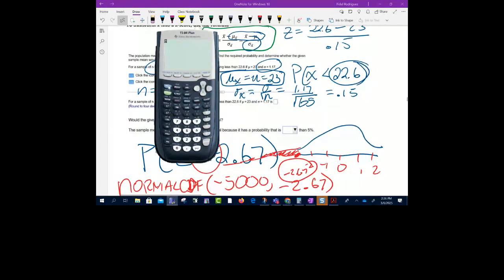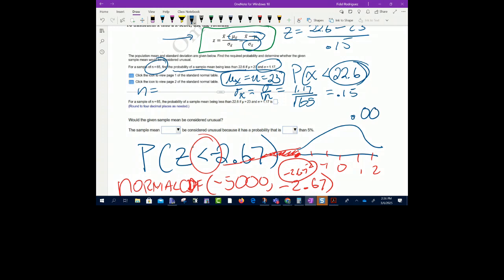Let me clear my calculator. Let's go second, VARS, number 2, because we want normal CDF. Because we went all the way to the left, we're going towards negative infinity, so we use something like negative 5,000. That's a pretty small negative number. Then we stop at negative 2.67. And here we go. If I'm going to go to 4 decimal places, what do you think? 0.0037 or 0.0038? 38. Very good. So our probability is 0.0038. Remember, if we want to convert this to a percent, we move the decimal 2 spaces to the right, so we get 0.38%. That's a pretty small percent.